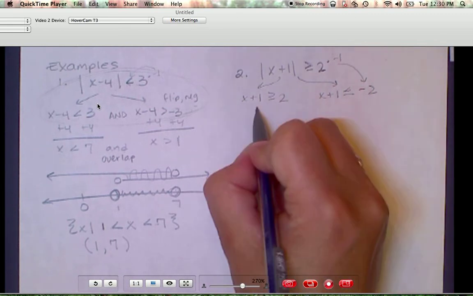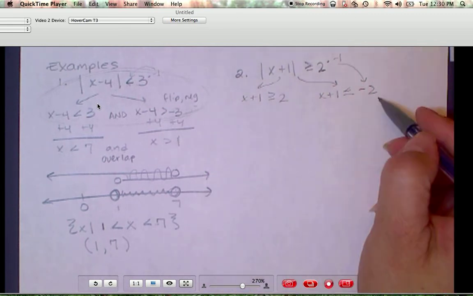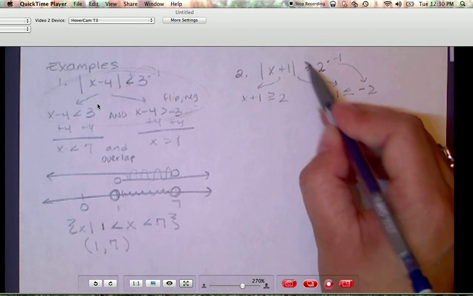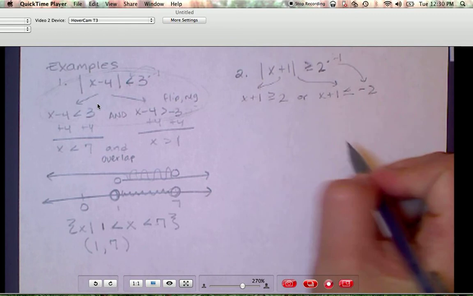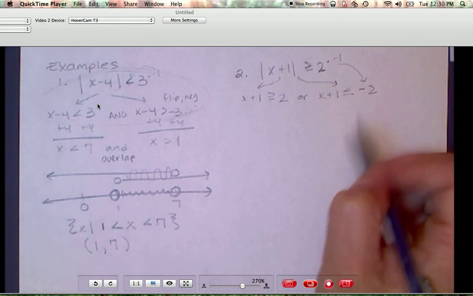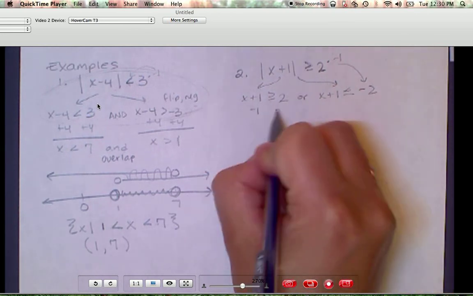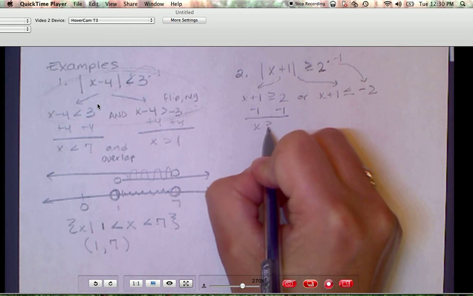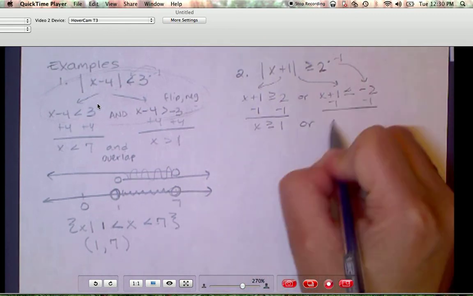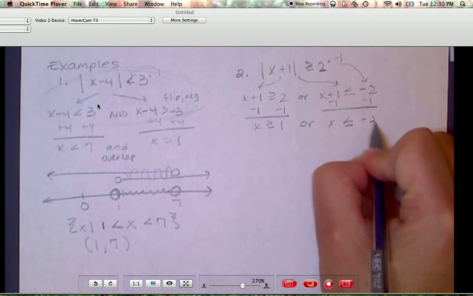Go ahead and solve. If you didn't try this on your own, here's a place where you could finish and solve this on your own. Now this is a greater than, so you should put an or in here. Okay? Go ahead and finish that if you haven't already. So we need to solve each of these. So we subtract 1 from both sides. We get x is greater than or equal to 1. Or, subtract 1, x is less than or equal to -3.